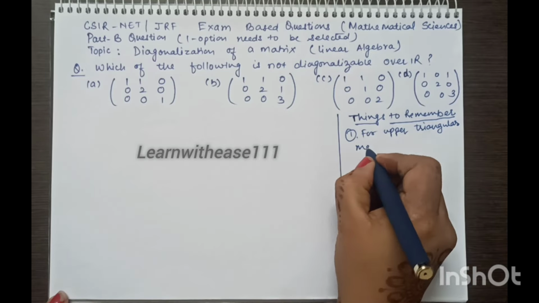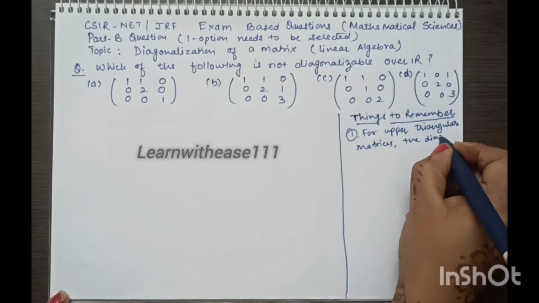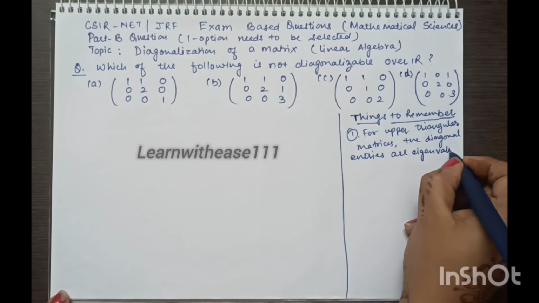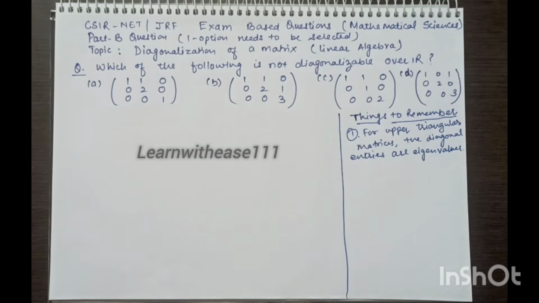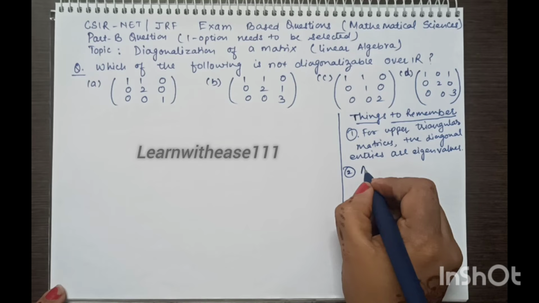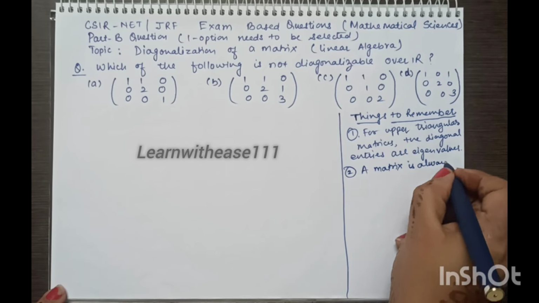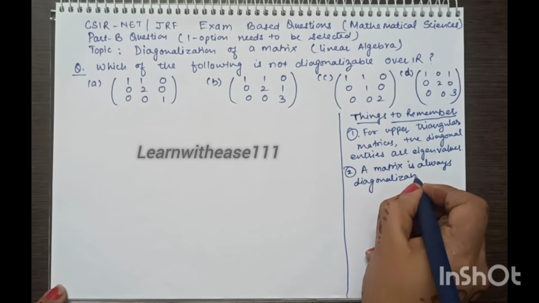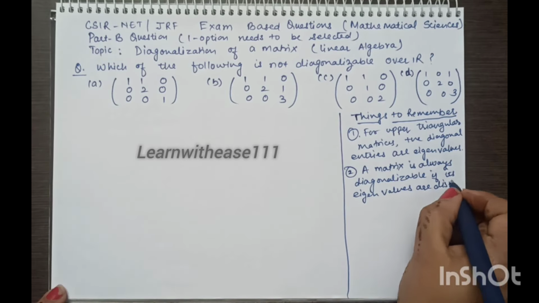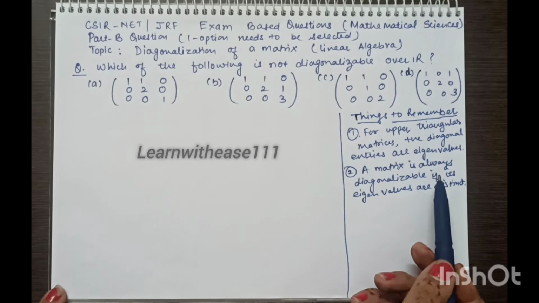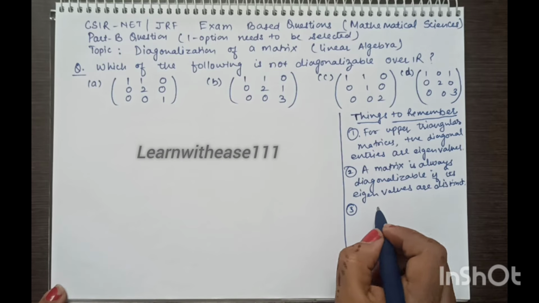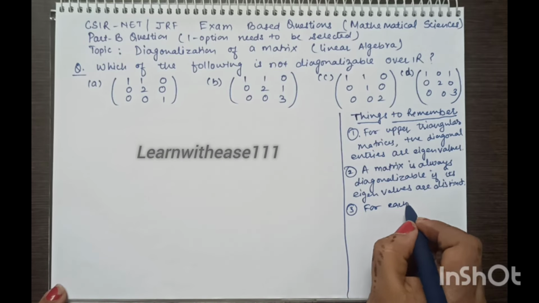Things to remember are, for upper triangular matrices the diagonal entries are the eigenvalues. Means you don't need to find the eigenvalues from the characteristic polynomial. Eigenvalues are simply known to us by the diagonal entries, since all the matrices you can observe are upper triangular. Second point is a matrix is always diagonalizable if its eigenvalues are distinct. So if eigenvalues are distinct, for sure the matrix is diagonalizable, but if eigenvalues are not distinct, that does not mean the matrix can never be diagonalizable.